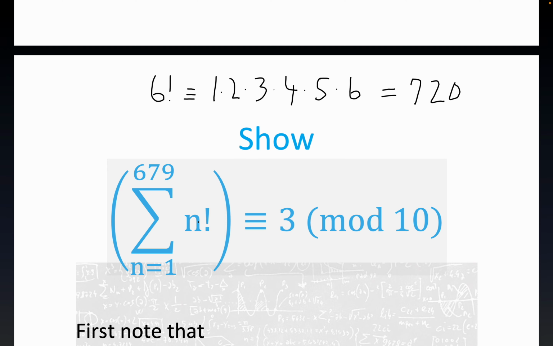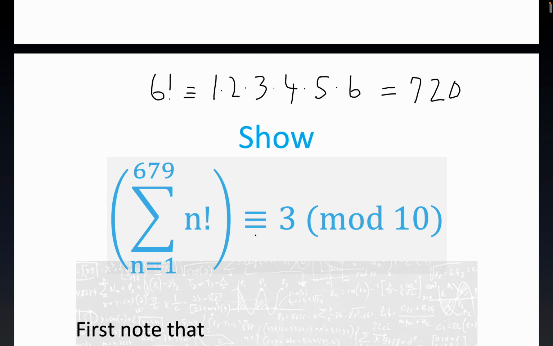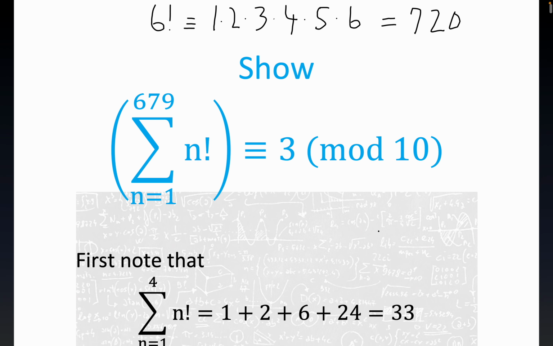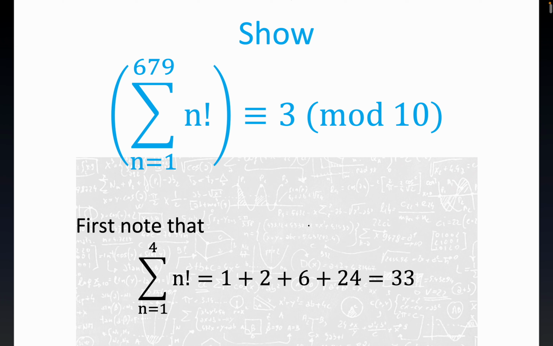We're supposed to show that the summation of the first 679 factorials actually leaves a remainder of 3 upon division by 10, okay? Now, let's take a look at some useful facts here. And this involves a little bit of exploring. I just did 1 through 4 by hand. It's not so hard to do.